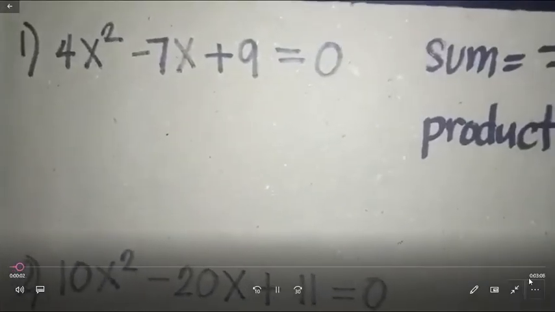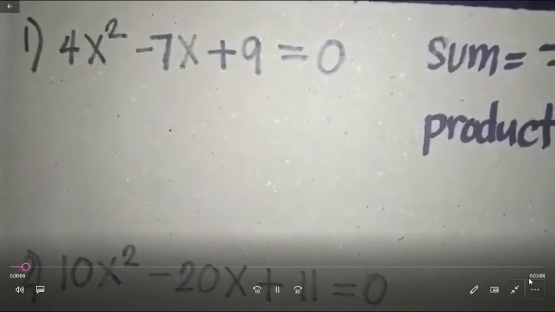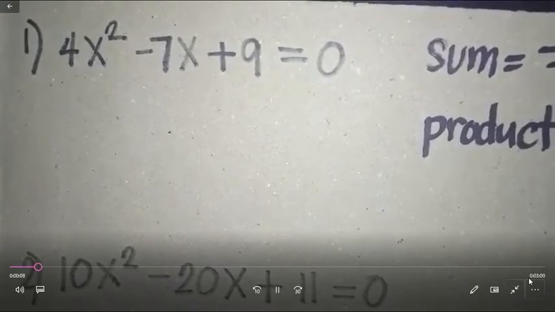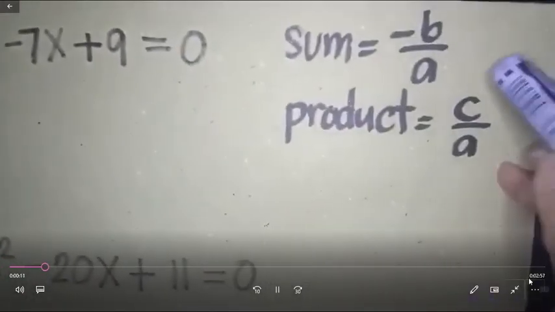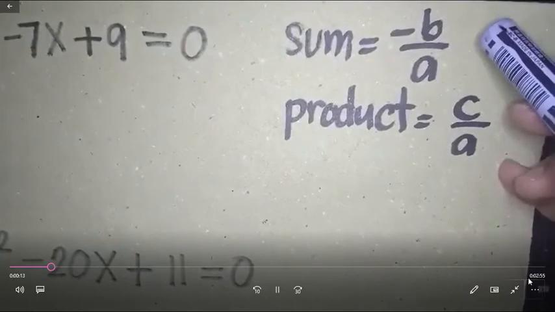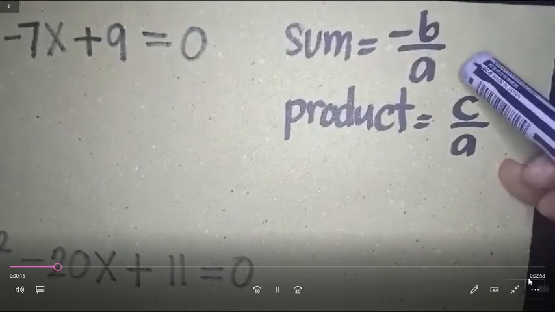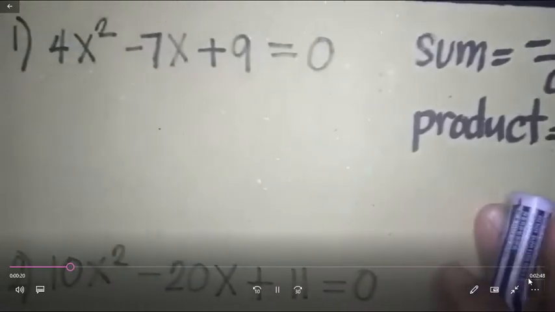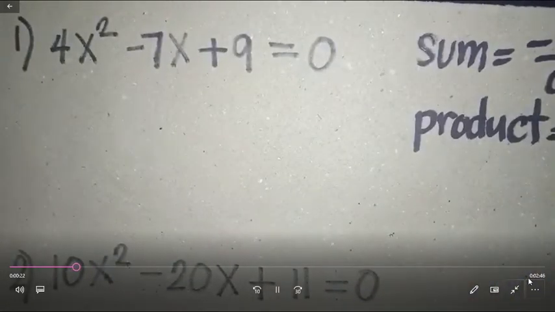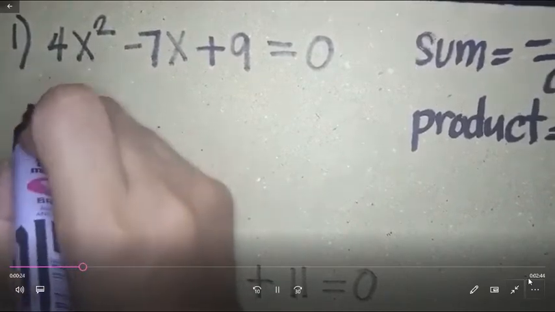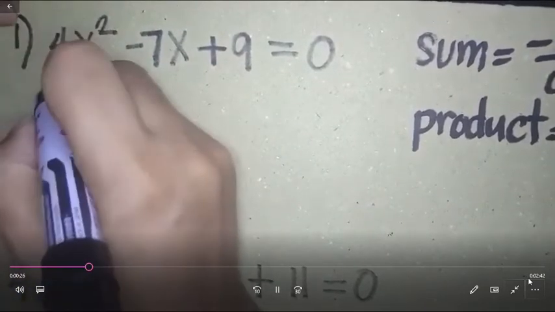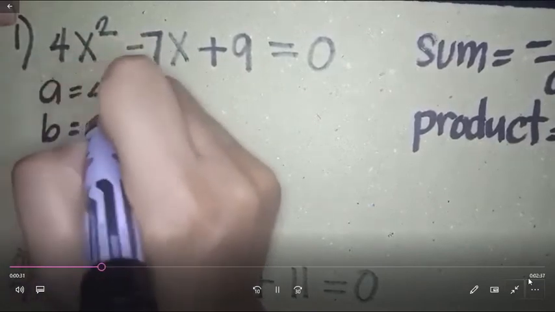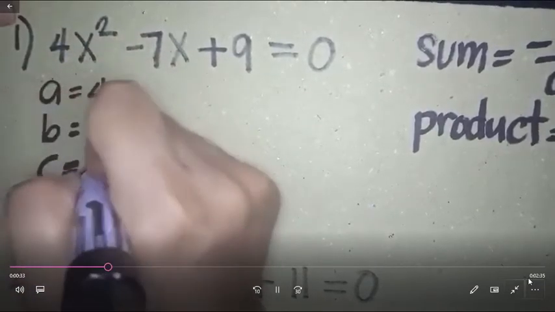Okay, so now we are going to identify the sum and product of the roots of the given quadratic equation. So take note that to find the sum of a given quadratic equation, we have negative b over a, while for the product, we have c over a. So let us first identify the values of a, b, and c in our first quadratic equation. Our a is 4, our b is negative 7, and our c is positive 9.